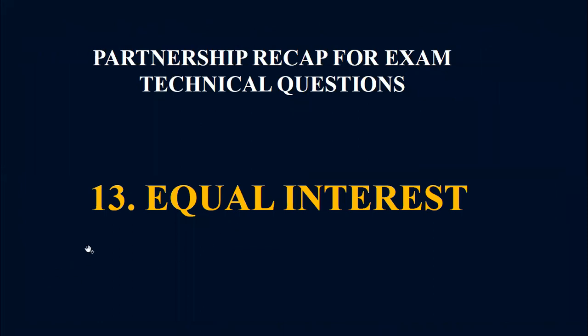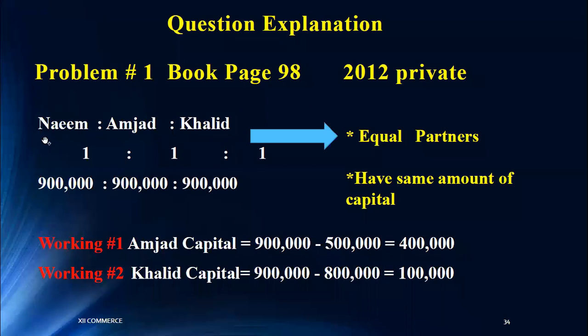The 13th way of solving the partnership formation is the equal interest portion. What you have to realize is that the word equal shows 1:1. This is problem number 1, book page number 98, 2012 private question, in which Naeem, Amjad and Khalid have the ratio 1:1. 1:1 shows the partners are equal and they have the same amount of capital.